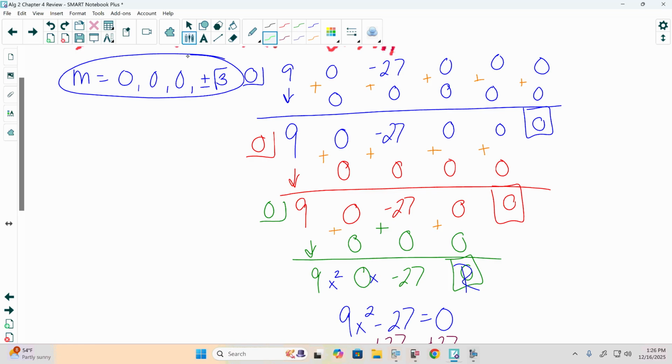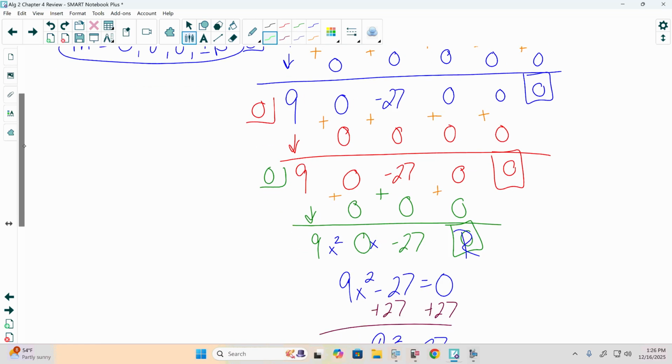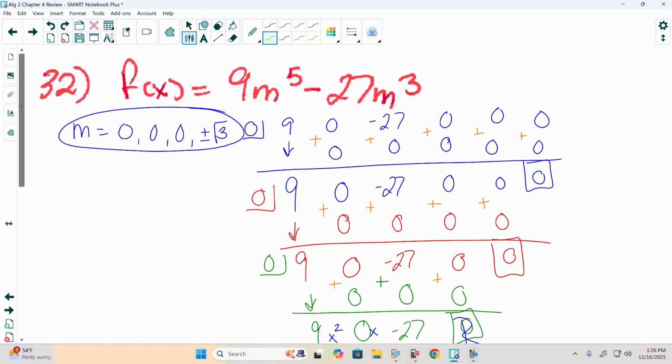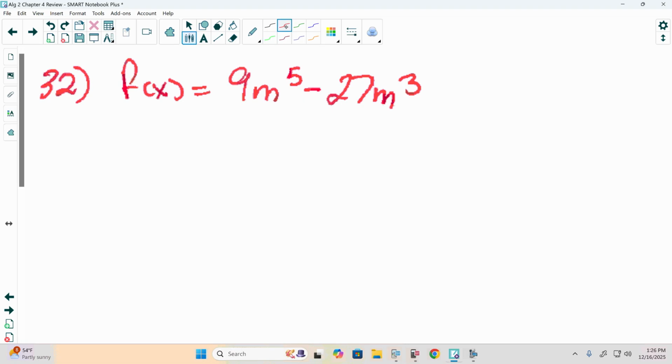Yes. Partially because I'm missing an m squared, m, and constant term, so it has to be that. The other way we could do this is greatest common factor between these three is 9m cubed, because 9 is divisible by both 9 and 27. I do have 3 m's in common with both. And if I factor it out, I'm left with 9m cubed times m squared minus 3, yes?